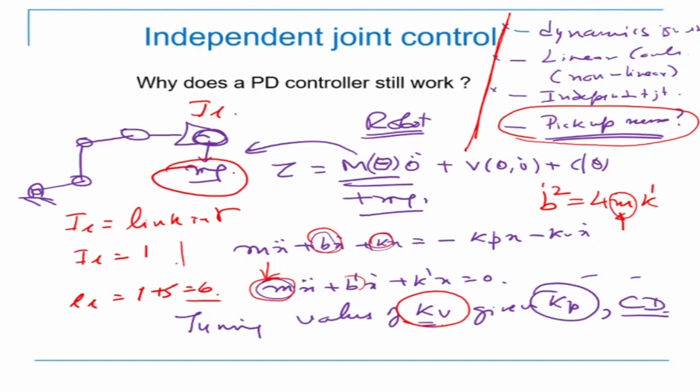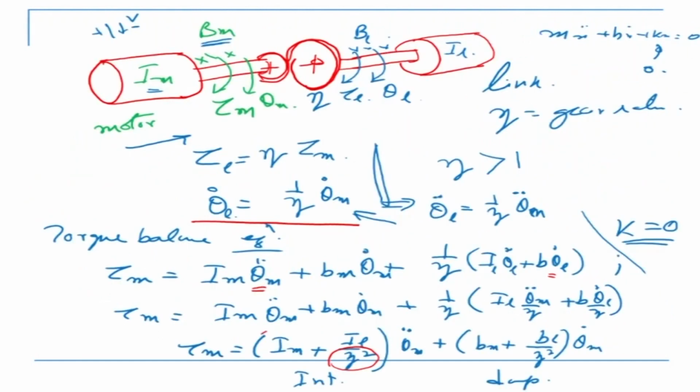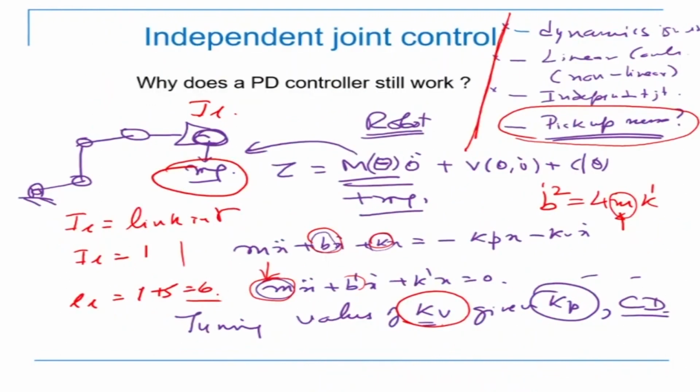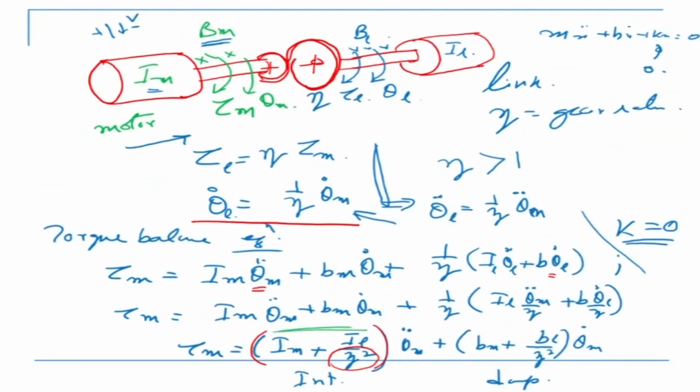But when you're looking at the equation, what is happening is that this term here is the inertia term, which is changing. The inertia term here is equal to Im plus IL by zeta squared. So it basically means that even if IL changes, it is divided by zeta squared. I'll say that again. If you go to this equation and see, this is my inertia. How is the inertia changing?